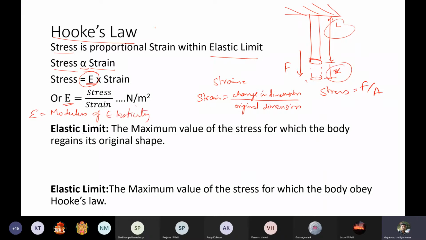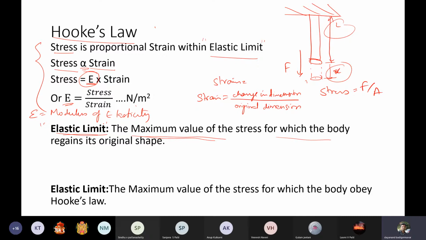Now this is known as Hooke's law: stress is directly proportional to strain, within the elastic limit. What is this elastic limit? Elastic limit is nothing but the maximum value of the stress that you apply for which a body regains its original shape. That means a body can handle a maximum of this value of stress. You are getting the point. That stress we call the elastic limit.